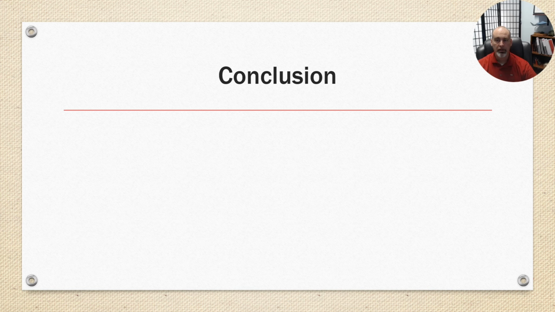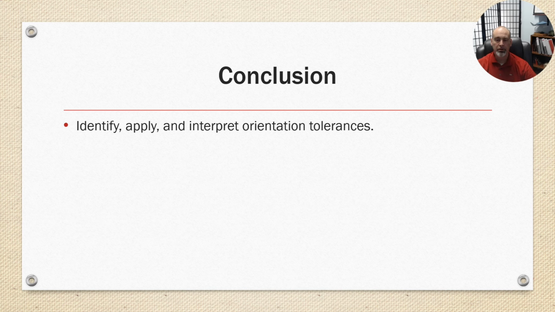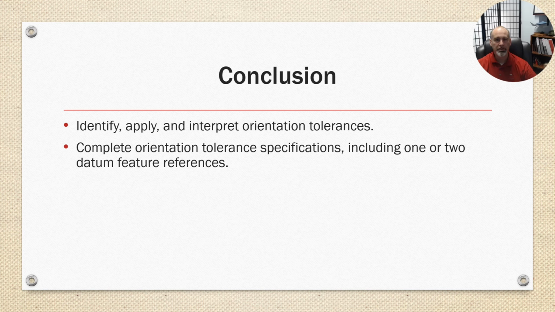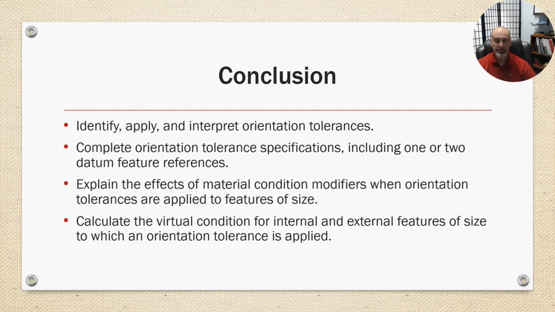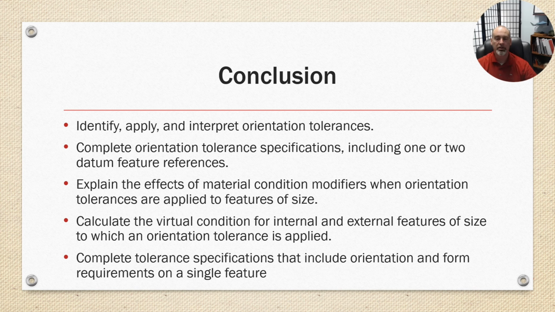Okay, in conclusion, by the end of this lesson, you were able to identify, apply, and interpret orientation tolerances, complete orientation tolerance specifications, including one and two datum feature references, and explain the effects of material condition modifiers when orientation tolerances are applied to features of size. Also, you calculated the virtual condition for internal and external features of size to which an orientation tolerance is applied, and completed the tolerance specifications that include orientation and form requirements on a single feature.